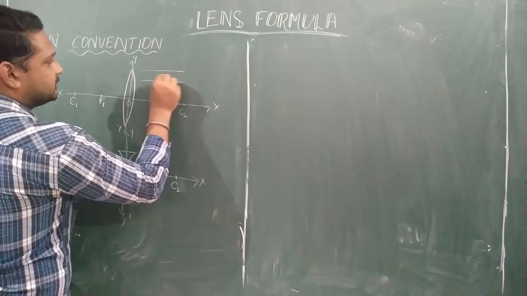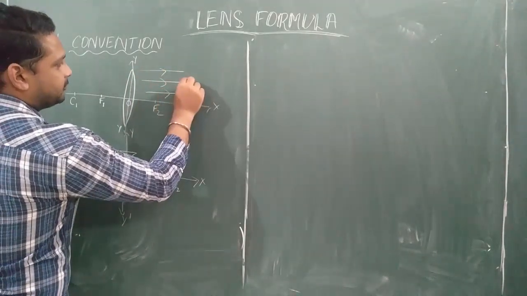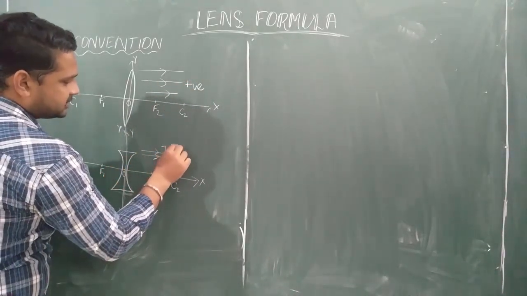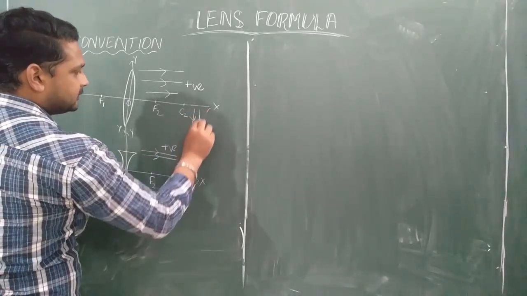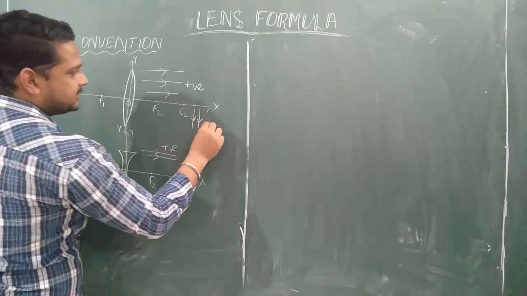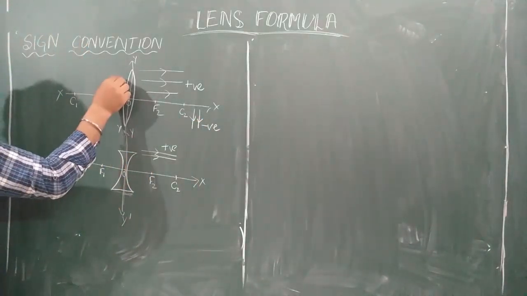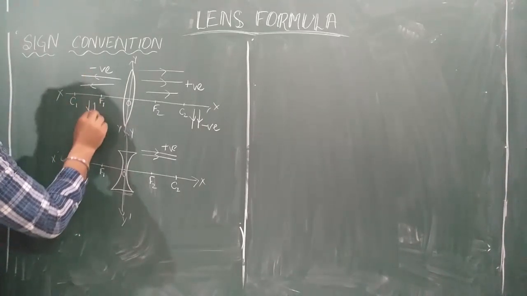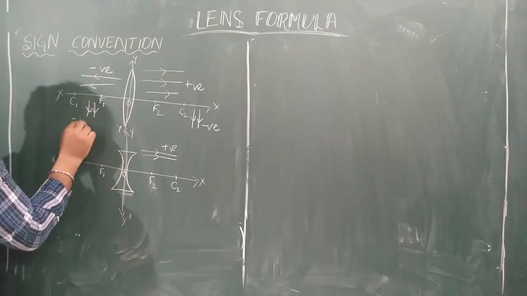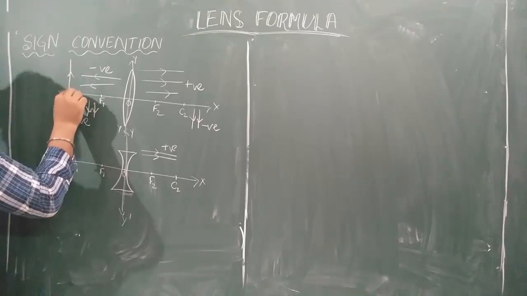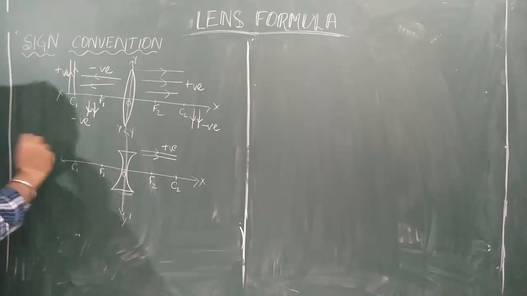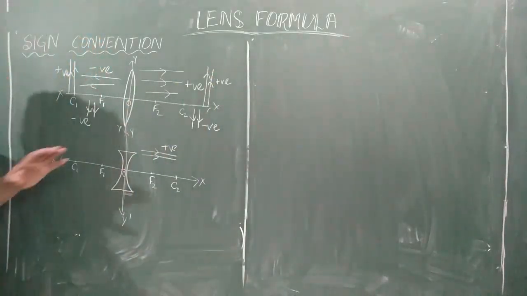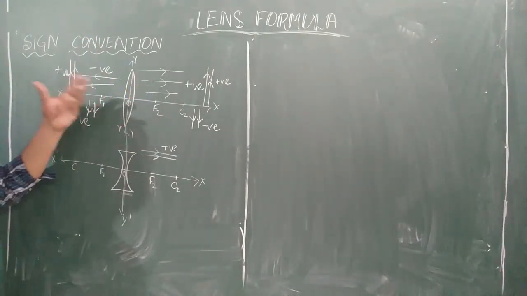So this direction is positive. Understood? This direction is positive. Downward direction, below the principal axis, is negative. This direction is negative. Anything taken above the principal axis is positive. I hope you understand. Although it looks a little bit clumsy, try to focus.